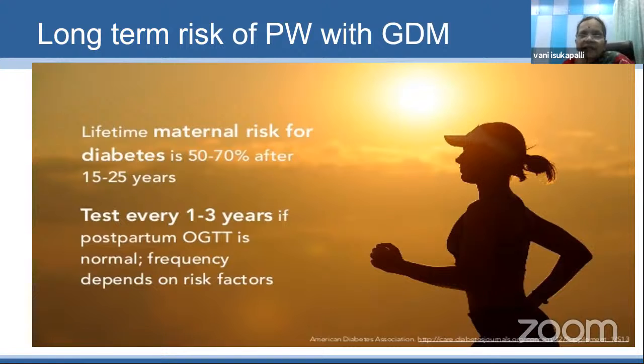Lifetime maternal risk for diabetes is 50 to 70% in the next 15 to 25 years for any antenatal woman who has suffered from GDM. So every year, or at least every 3 years, it is mandatory that the woman get tested, and postpartum OGTT is very important. That's what I said. At 6 weeks, we have to do that particular test, the whole-length 3-hour GTT, to label her as GDM or overt diabetes.